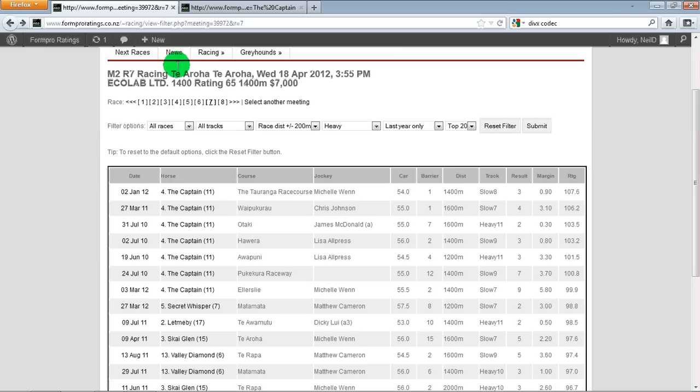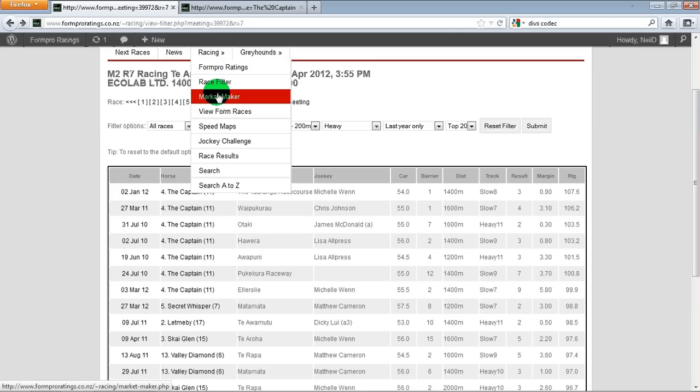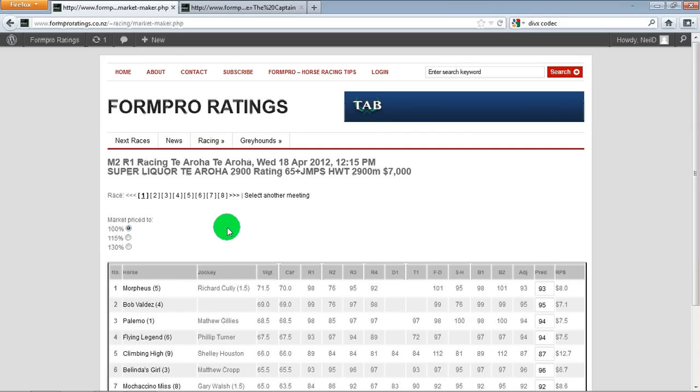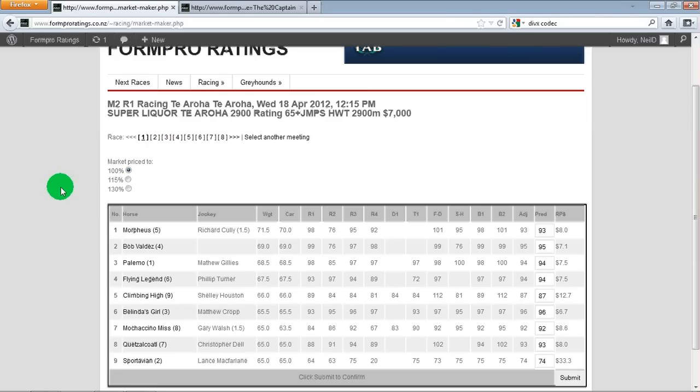Right, let's go on to the market maker. Very handy to know about this. This is more for more serious punters. If you can convert the rating to a price, it makes it easier to know if you're getting value for money. For example, you can click on any one of these three here. The market price to 100% is the best one to use.